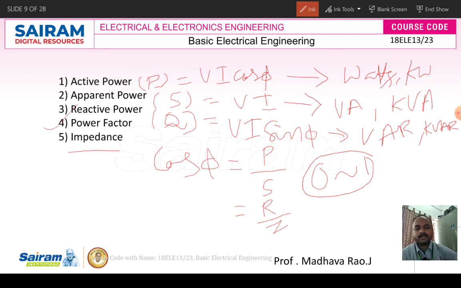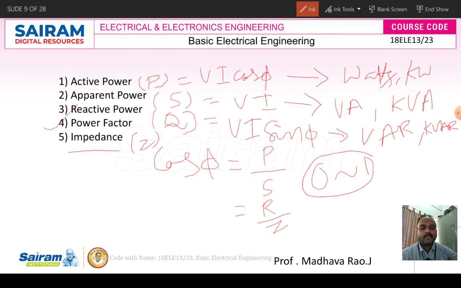Coming to impedance. Impedance is like resistance in DC circuits. Impedance belongs to AC circuits. The opposition offered to the flow of current in AC circuits is called impedance. Impedance is denoted with Z.